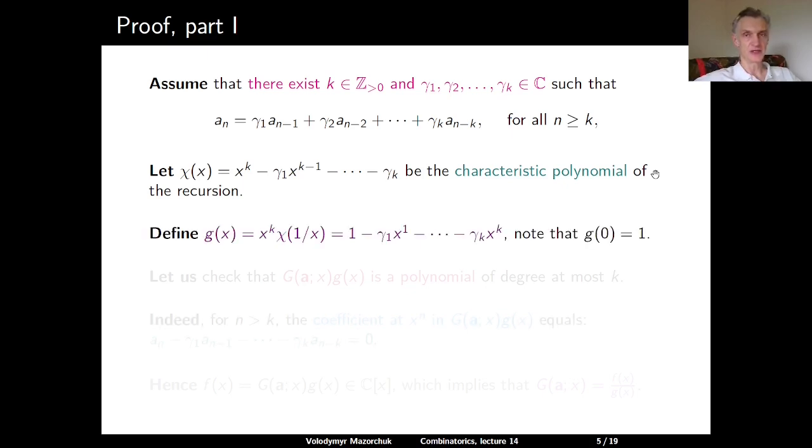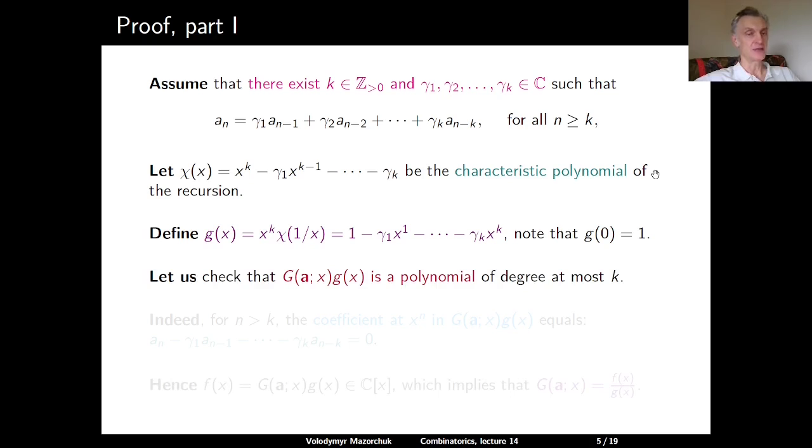Define the polynomial g of x as x to the power k times chi evaluated at 1 divided by x. Explicitly, this is a polynomial 1 minus gamma_1 x minus gamma_2 x squared minus and so on minus gamma_k x to the power k. Note that g evaluated at 0 for this polynomial g is equal to 1 by definition.